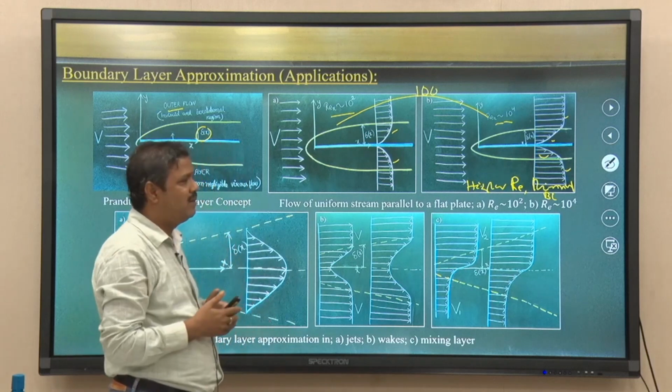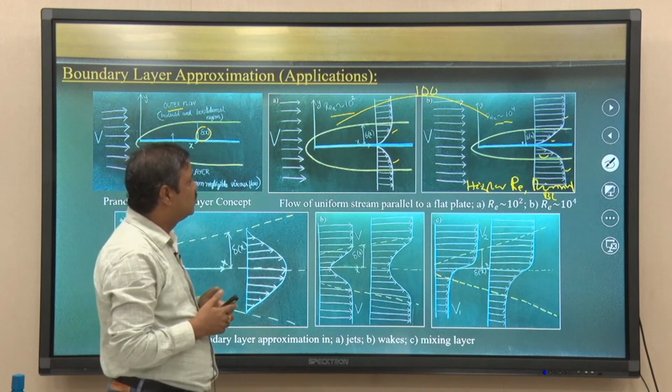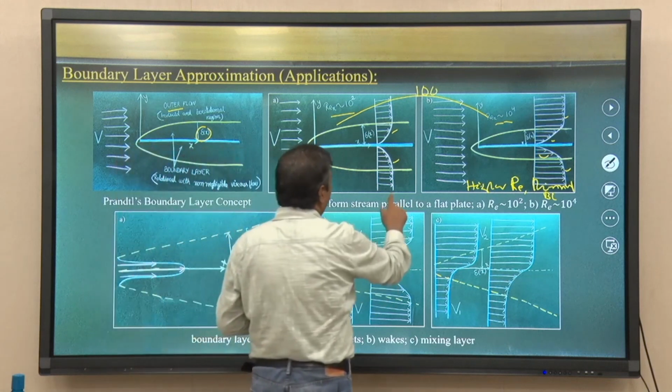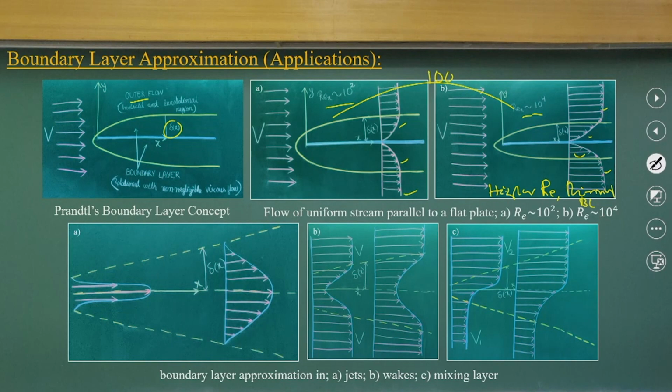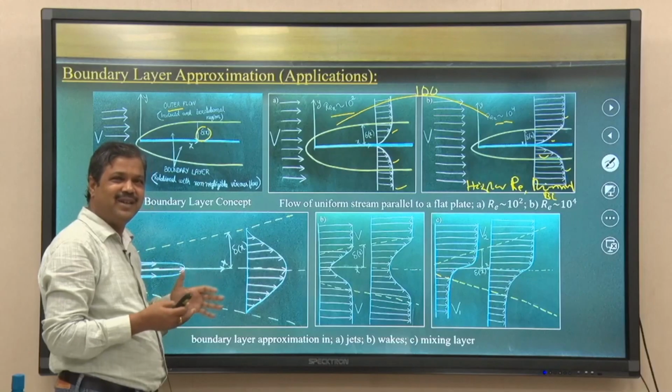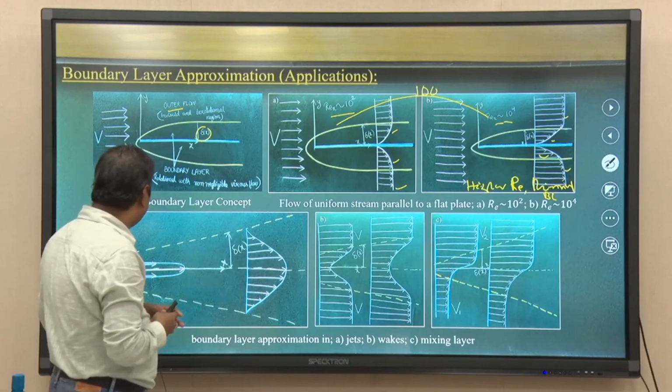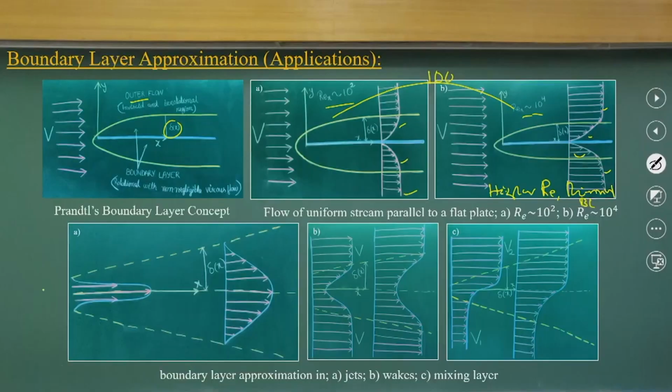So, you will not have much gradient. This is the relationship between the Reynolds number and the boundary layer thickness: the higher the Reynolds number, the thinner the boundary layer. As I said, boundary layer formation happens in many places. For example, you have a jet.